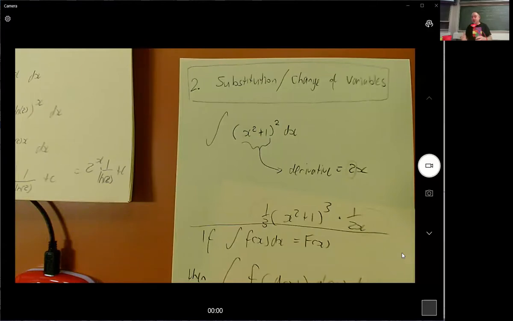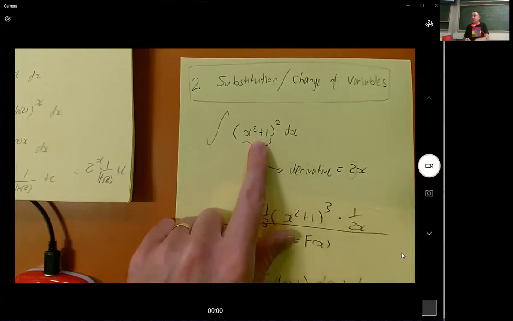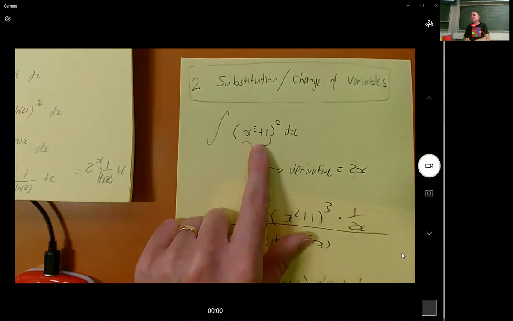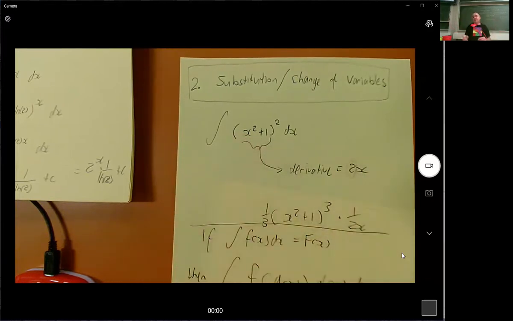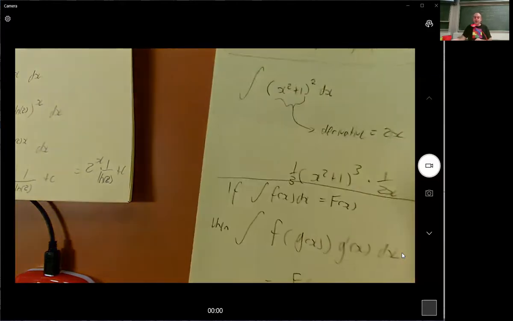So just to point out though, this thing, since I can't do it with substitution, I would expand it out: x to the 4 plus 2x squared plus 1, and I can do that. It's just that's harder than it would have been this way. Okay.